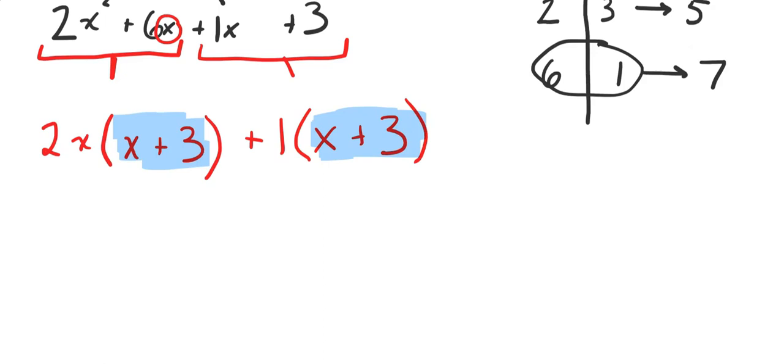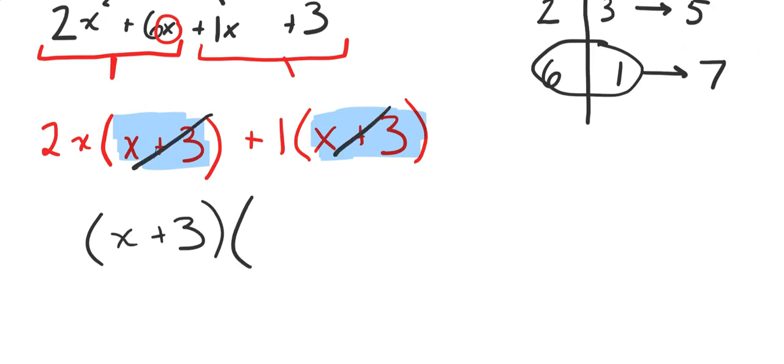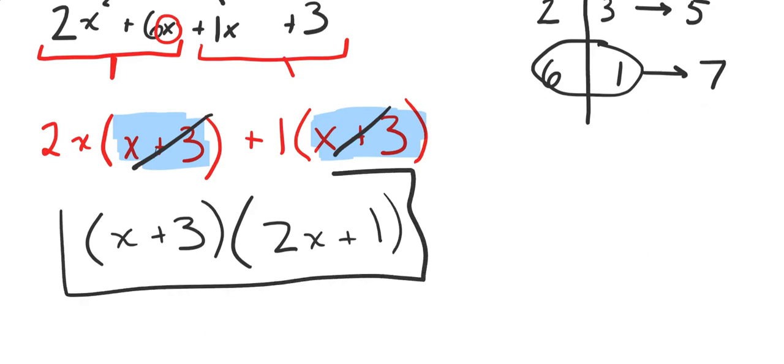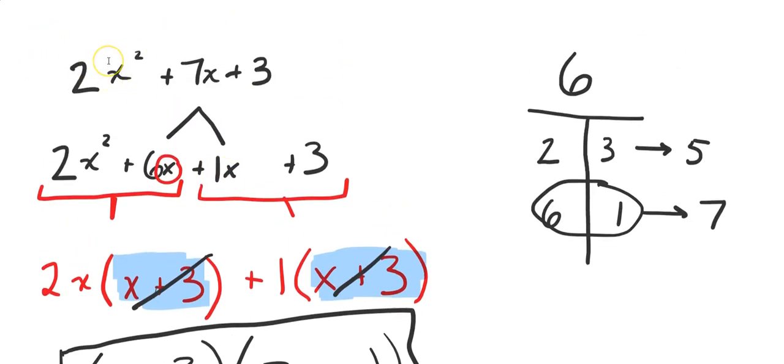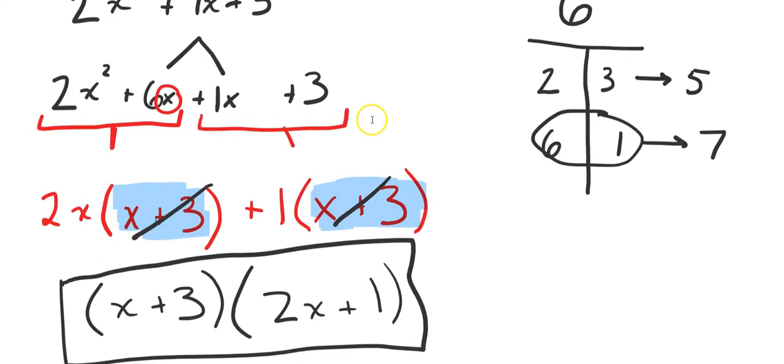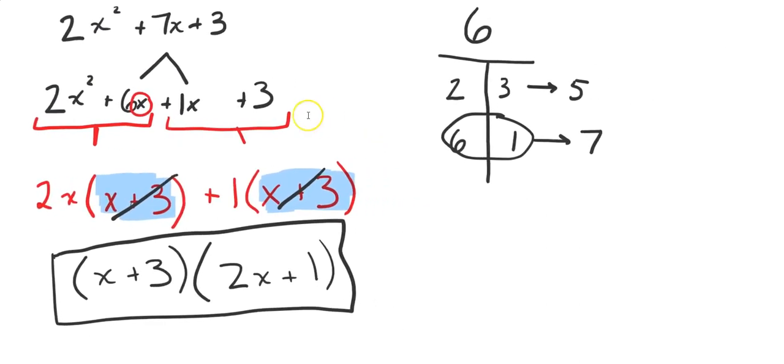Well, let's see. We have x plus 3. And now we can go ahead and cancel that since we already divided that out. And what's left over after canceling that out? Well, our leftover terms are 2x plus 1. And so this is our factored form of the original expression, 2x squared plus 7x plus 3. I'll zoom out so you can see all of it.